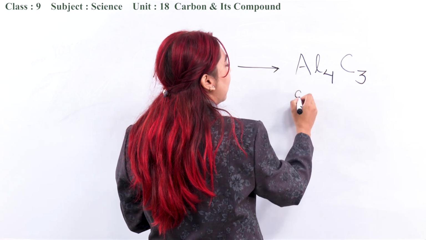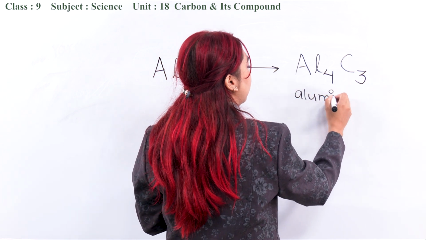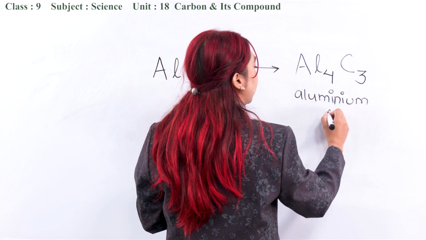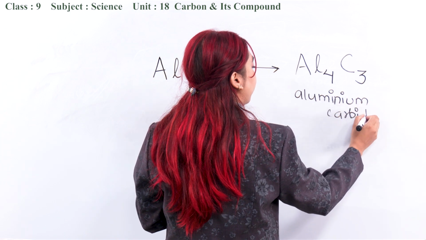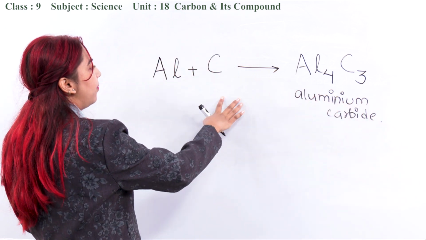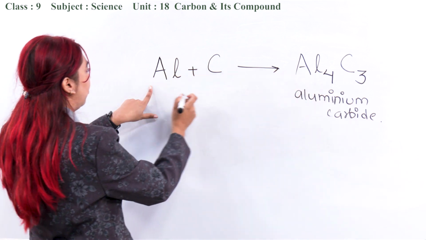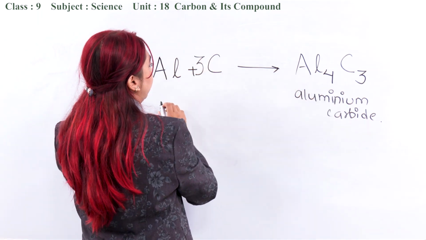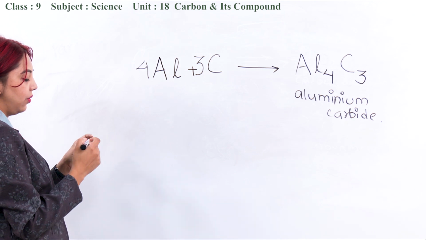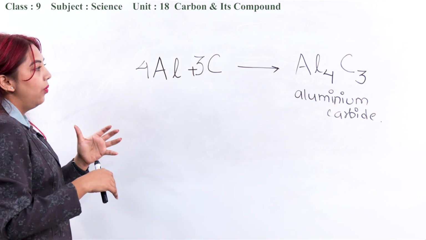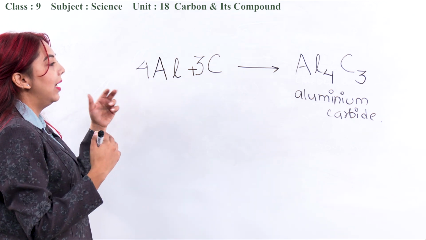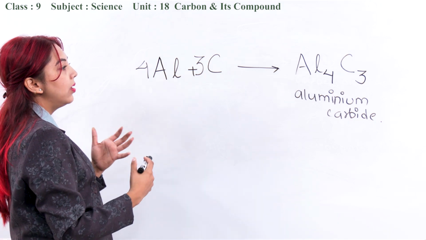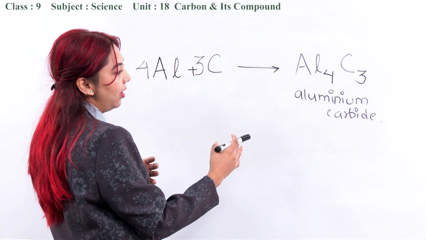So this is aluminium carbide. Now this reaction is not balanced. Here we have 4 aluminium, here 1. So 4, we have 3 carbon, 3. Now this is the balanced chemical reaction. So from this we can say that when carbon reacts with highly reactive metals, it forms metallic carbide.